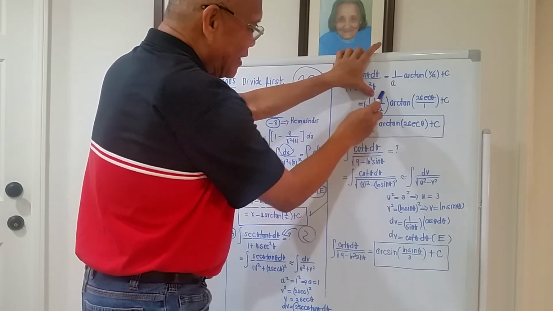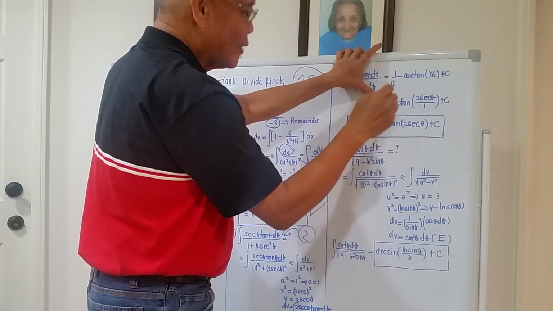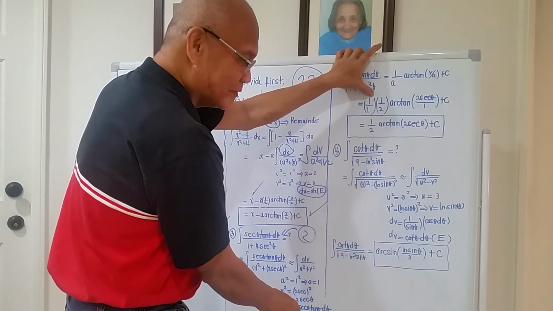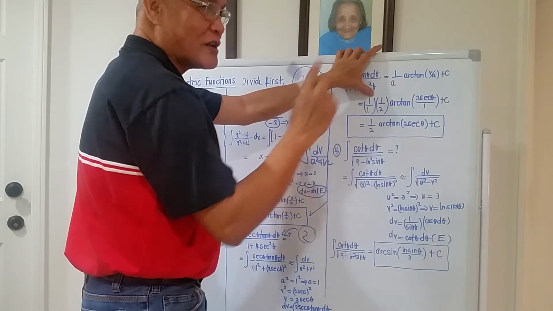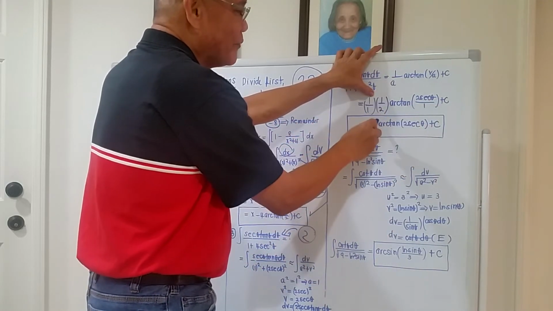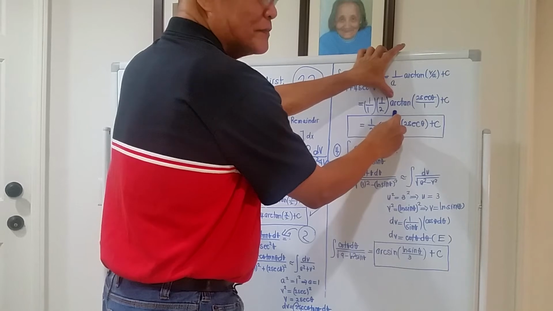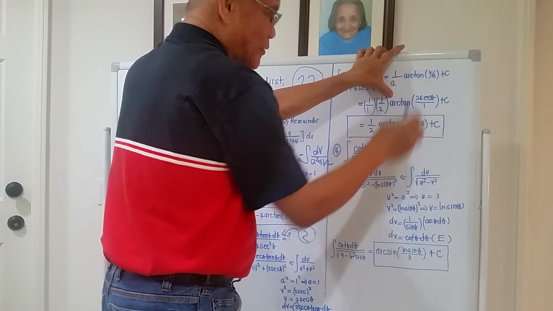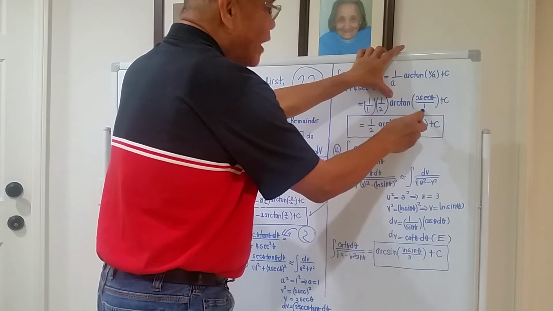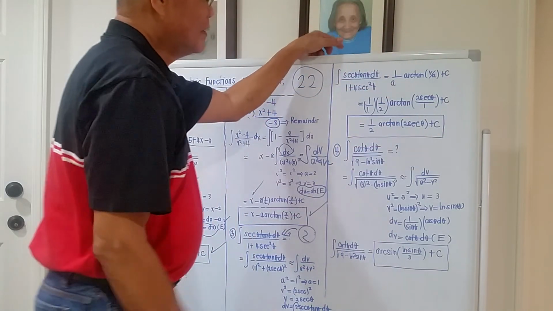Times, why we got the 1/2 here? Because we will insert these 2 here inside on the complete differential. So to offset that one, we will place the reciprocal of 2. So this is 1/2 arctangent of B over A. B is 2 secant of theta, all over A, 1, this is plus C.